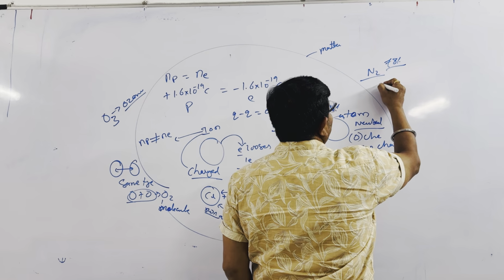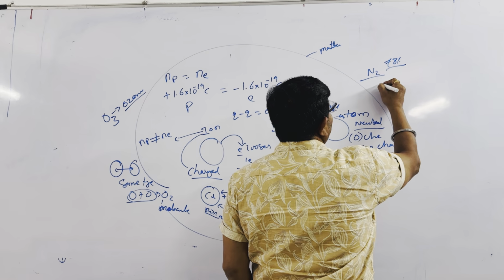Atom is neutral, which means zero charge, because the number of protons is equal to the number of electrons. In the case of an atom, the number of protons is equal to the number of electrons. In the case of a cation, the number of protons is greater than the number of electrons. Positive is greater than negative. In the case of an anion, the number of electrons is greater than the number of protons, which means negative is greater than positive.